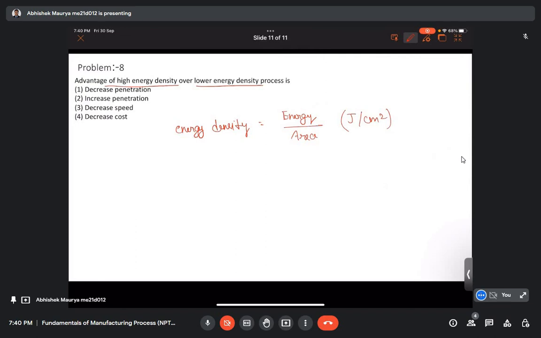We always try to have a source where we get high energy density. There are several advantages of high energy density. Suppose we have the material which needs to be joined together, like here, and we have the energy source. It may be flame, arc, laser, electron beam, anything.